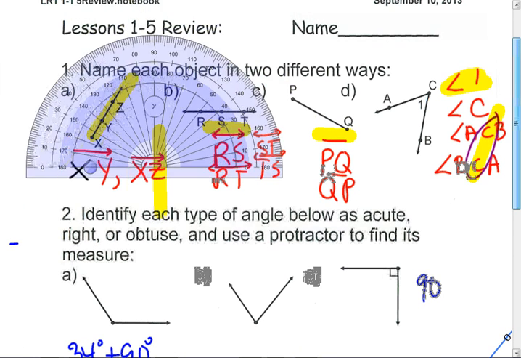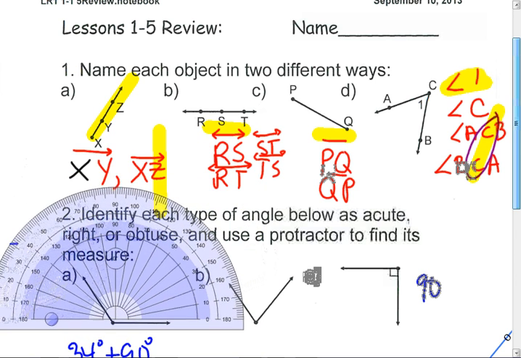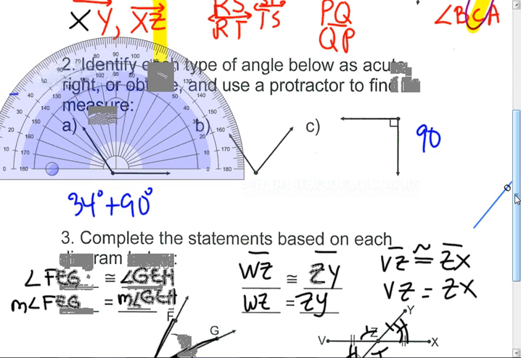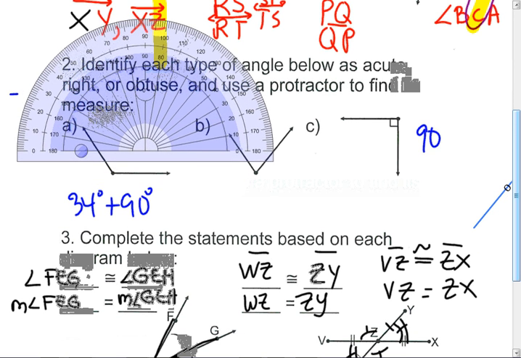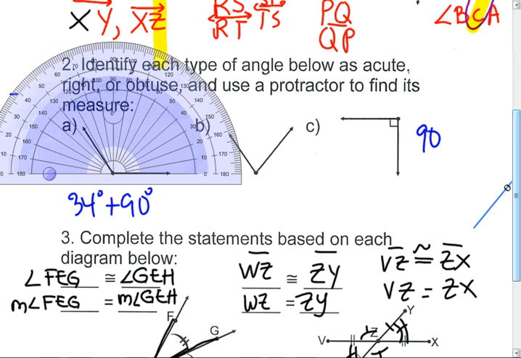Okay, so the other thing is some people didn't know how to place their protractor on their angle. See this point right there? That's going to go at the vertex, and you must line the angle up on the line on the bottom of that protractor.